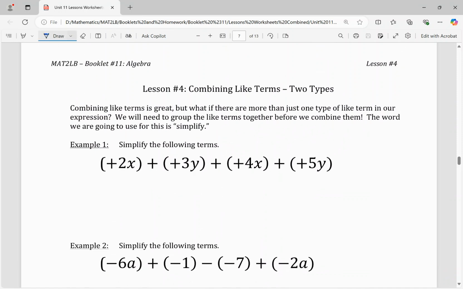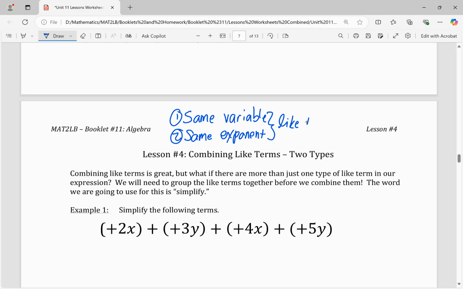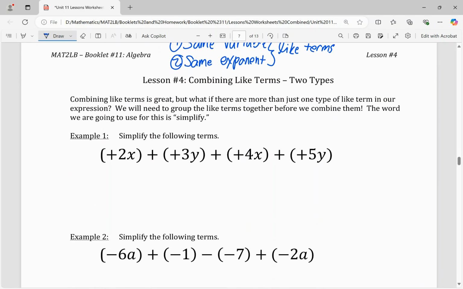Please remember that two terms are alike when, one, they have the same variable, and two, they have the same exponent. Right? And like terms are important because when they're like, that means that you can add them together. So let's take a look at this first example.